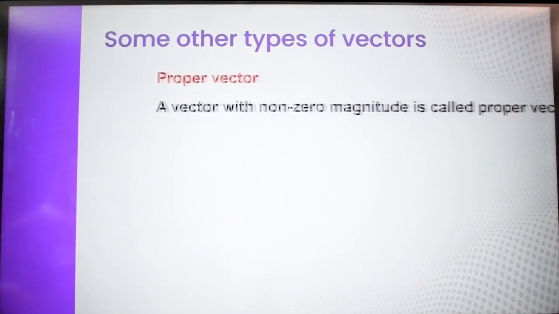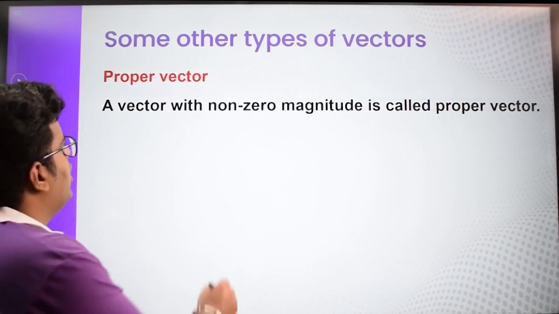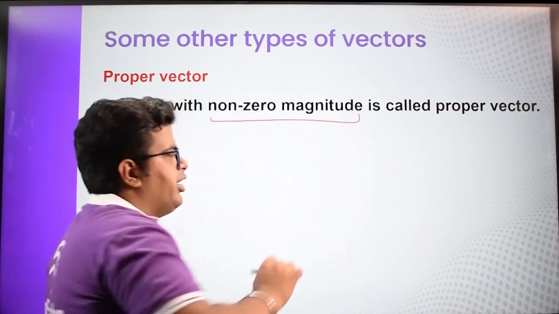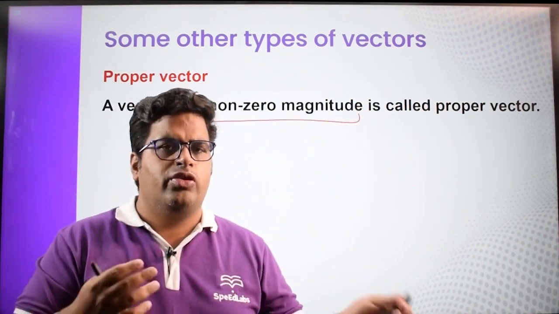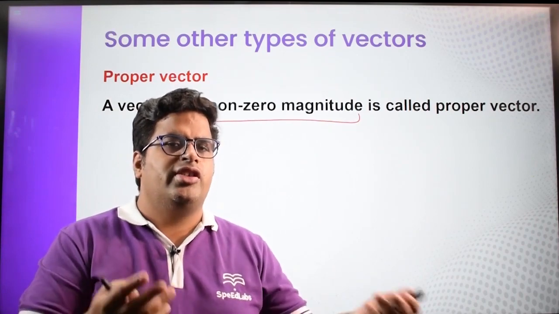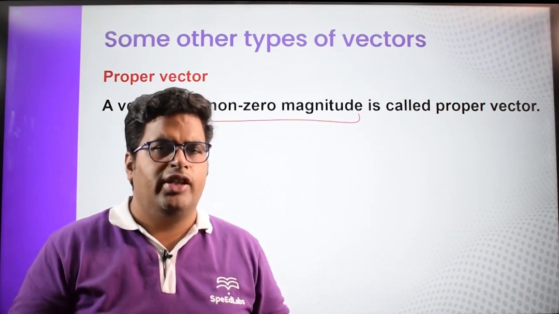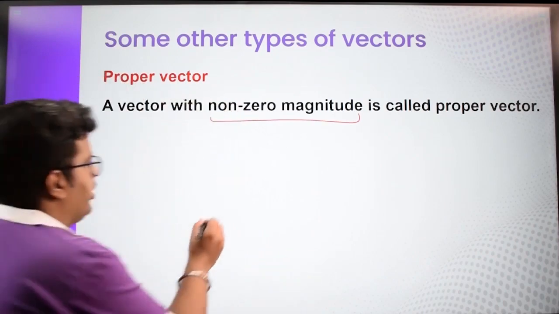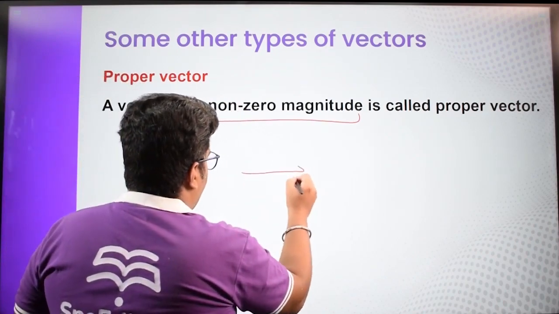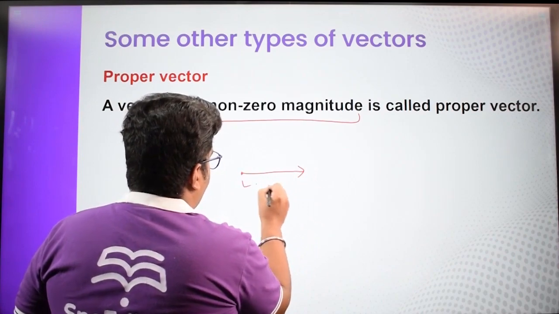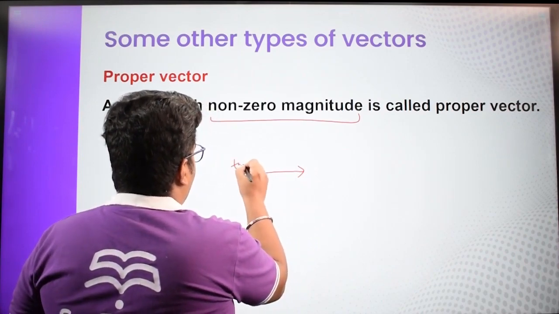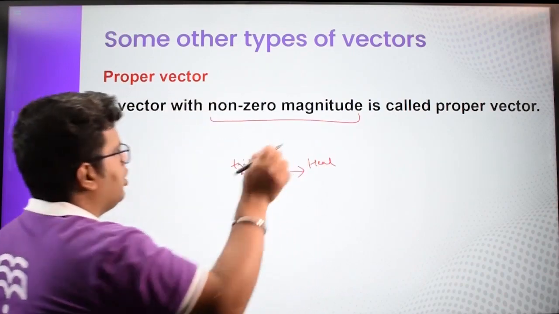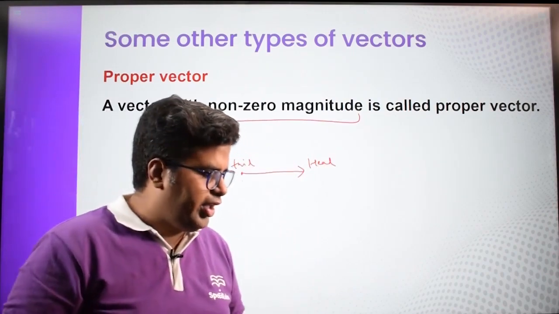Now the next one is the proper vector. A proper vector is basically a vector having non-zero magnitude. Suppose we have a vector whose magnitude is, let's say, 3, 4, anything. So that is going to be your proper vector, right? That means it has a length. Length means it has a magnitude, that is, it has a tail and it has a head. So basically that is going to be your proper vector, right?